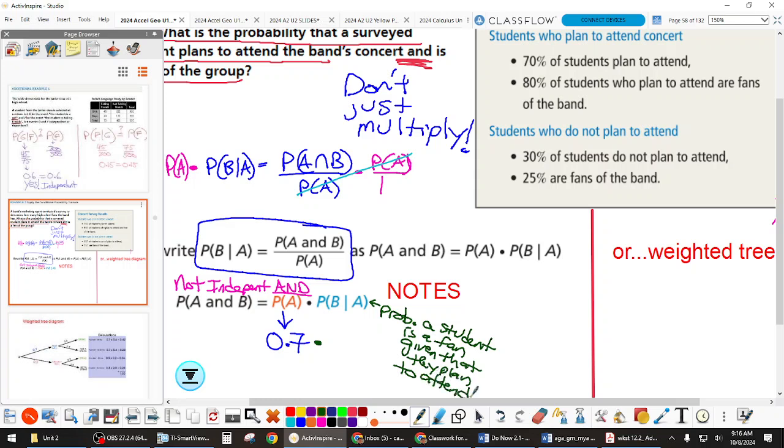Okay, did you figure it out? What is that? What was it? What's the probability that they are a fan given that they are planning to attend? 80%. It's this group, right? Okay?